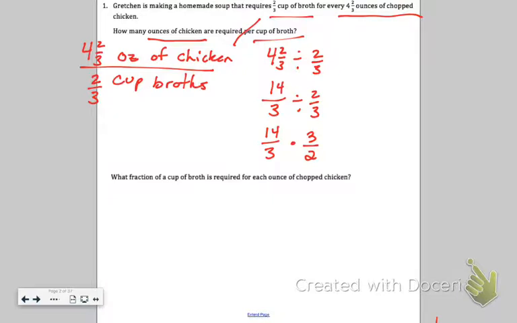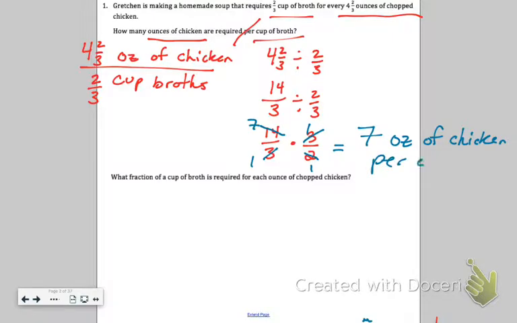So instead of looking at this 14 on the top left and the 2 in the bottom right, I'm going to think of that 14 over 2 as 7 over 1. Same applies to the other pair. So I have a 3 in the top right and a 3 in the bottom left. Those cancel out. 3 divided by 3 is really just a 1. So now when I multiply straight across, I get a 7. And remember, I want to label this. So it's 7 ounces of chicken per cup of broth.